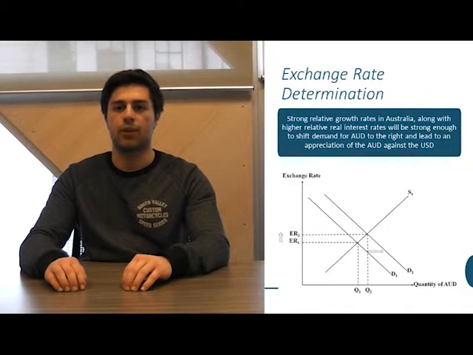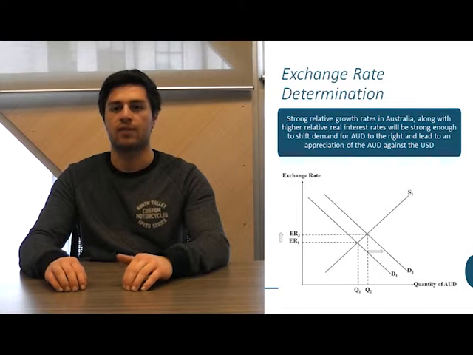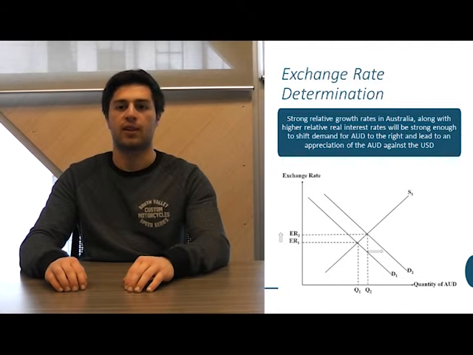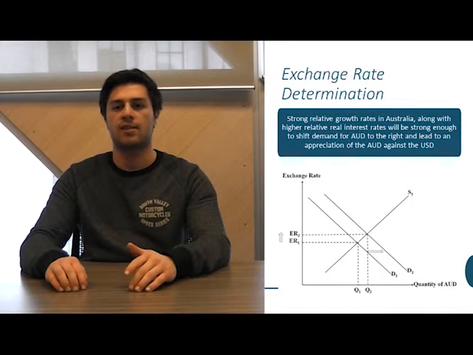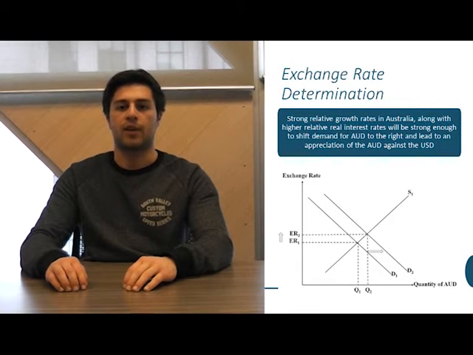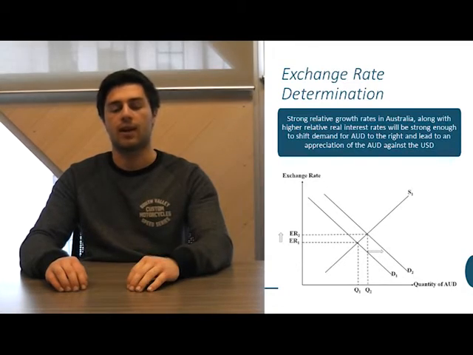Due to stronger relative growth in Australia, alongside relatively high interest rates, the demand for AUD is strong, stronger than the shifting supply for Australian dollars, leading to a potential upward pressure on the AUD in future, causing the currency to appreciate against the US dollar. As we can see on the demand curve, we move up the supply curve to a new higher equilibrium exchange rate, above what we are currently trading at.